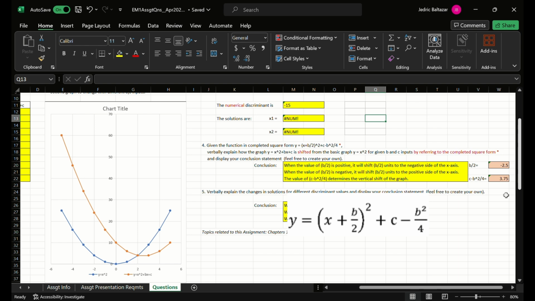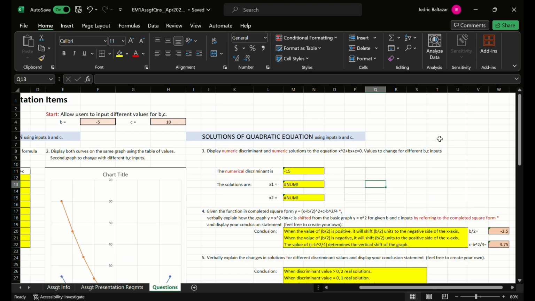When the value of b over 2 is positive, it will horizontally shift b over 2 units to the negative side of the x-axis, and vice versa. So when b over 2 is negative, it will shift b over 2 units to the positive side of the x-axis. The vertical shift is determined by this part of the formula. So when it is positive, the line will move up, and when it is negative, it will move down.